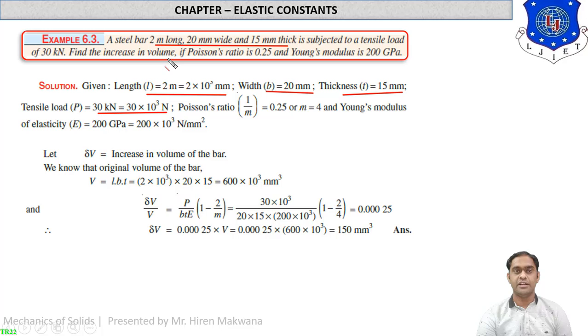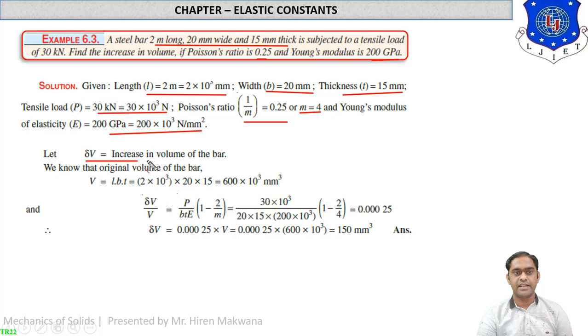What we have to find? Increase in volume, means delta V. Poisson's ratio is 0.25, means 1 upon m is 0.25, or you can say m is equal to 4, 1 upon 0.25 that is 4. Young's modulus is 200 gigapascal, means 200 into 10 raised to 3 Newton per mm square.